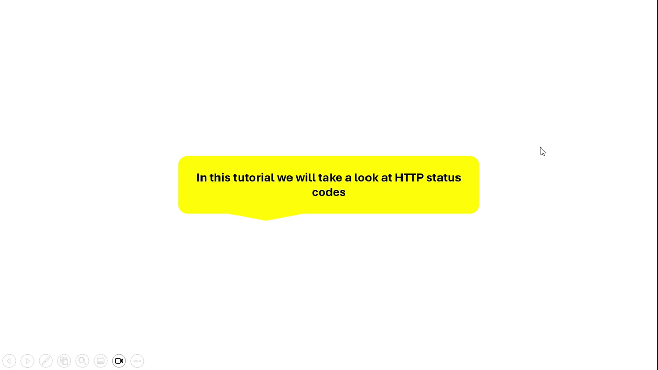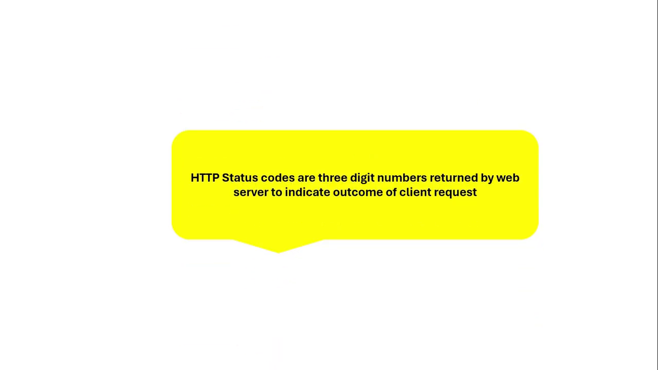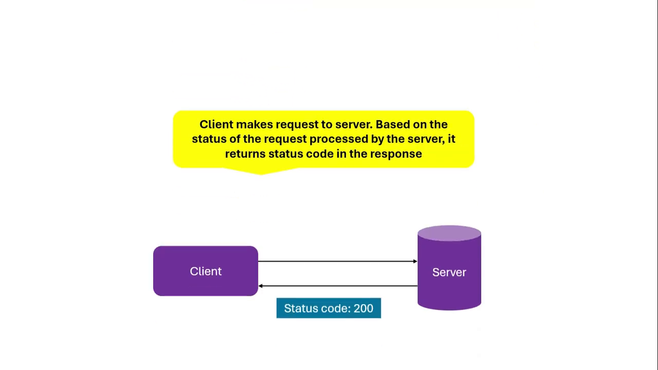In this tutorial, we will take a look at HTTP status codes. HTTP status codes are 3-digit numbers written by the web server to indicate the outcome of a client request.